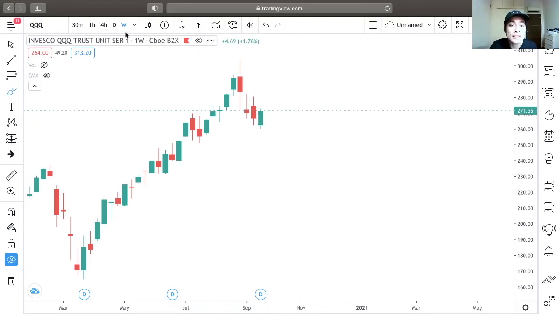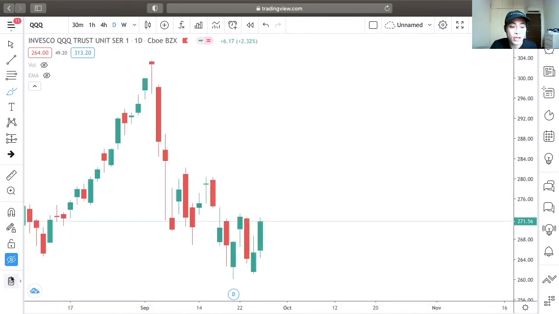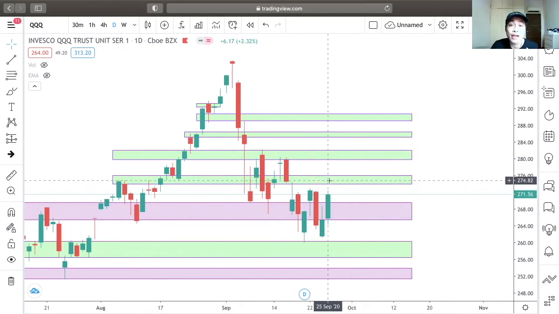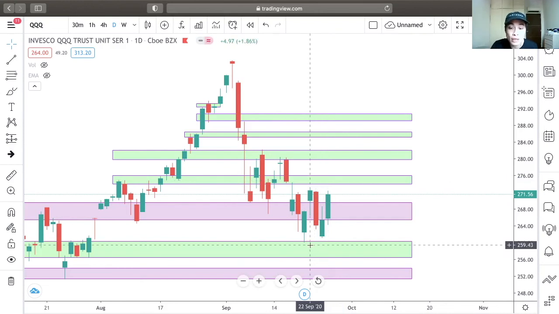Now let's take a look at the daily time frame. And we'll bring on the technicals. On the daily time frame, we see that prices are trading within this range over here. So this was Monday, Tuesday, Wednesday, Thursday, and Friday. So for the whole of last week, prices were trading between a range of around 260 and 272. This zone over here, as indicated by the green box, is an important resistance level for prices, and this green box below is an important level of support.